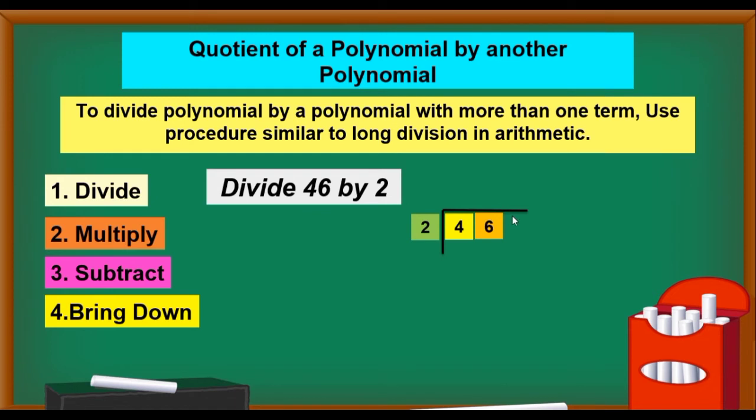So, kapag nagdi-divide po tayo, di ba, inuuna natin yung nasa pinaka-left na number, which is 4. So, 4, i-divide natin. Yung unang procedure natin ay divide. 4 divided by 2 is 2. Then, kapag na-divide na po natin, isusunod natin yung multiply. Yung ating quotient na nakuha, imu-multiply natin kay divisor. So, 2 times 2 is 4. And then, isusubtract natin dun sa given. So, 4 minus 4, that will become 0. And then, sunod tayo, bring down 6.